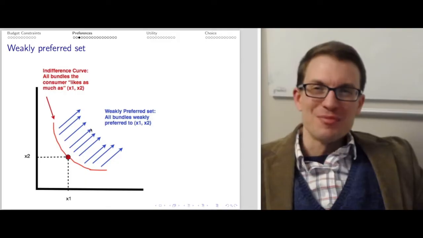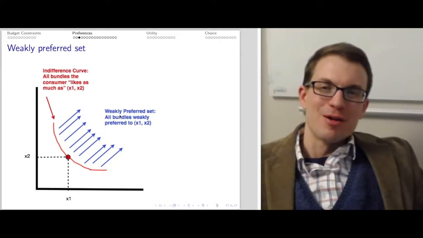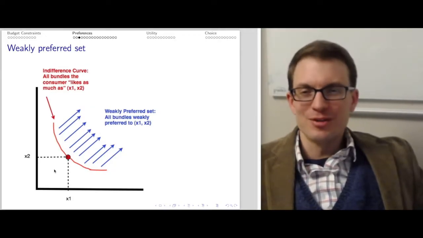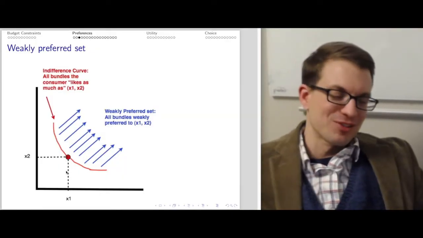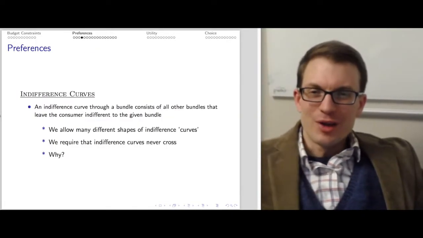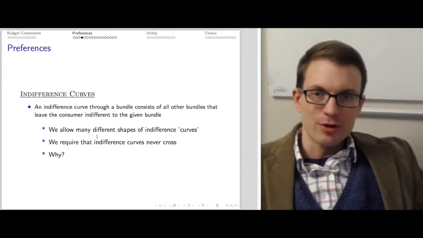So, apart from geography, this is true for the weakly preferred set and for indifference curves. Better bundles are to the northeast. Actually, worse bundles from the perspective of indifference curves are to the southwest. All right. So an indifference curve through a bundle consists of all the bundles that leave the consumer indifferent to the given bundle.